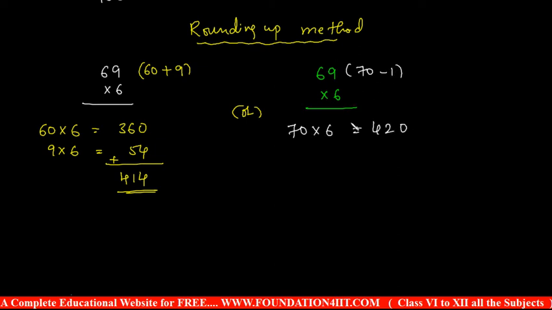But it's minus 1 into 6. Just 6 we can subtract. Same 414, right? Instead of 69 into 6, we're taking 69 as 70 minus 1. So 70 into 6 and minus 1 into 6. That's the answer. So this is the rounding up.